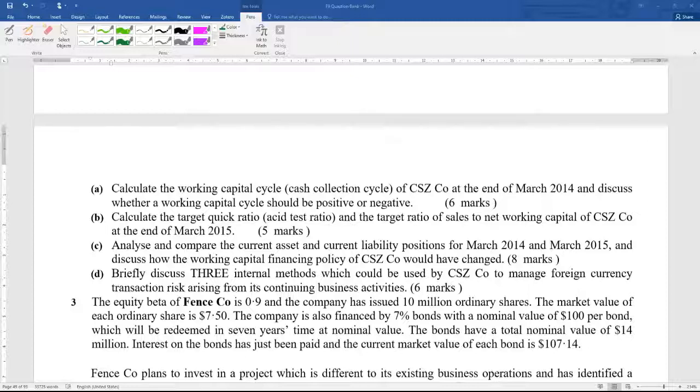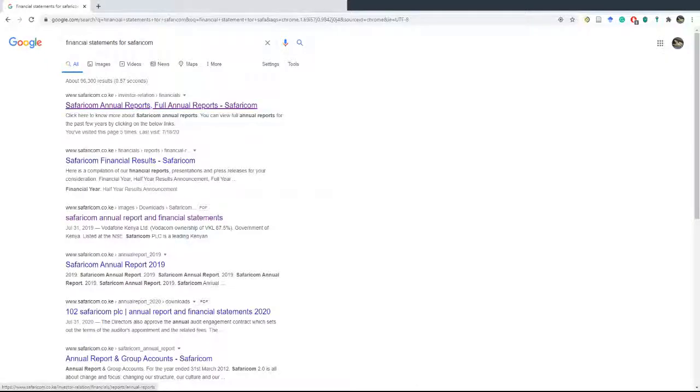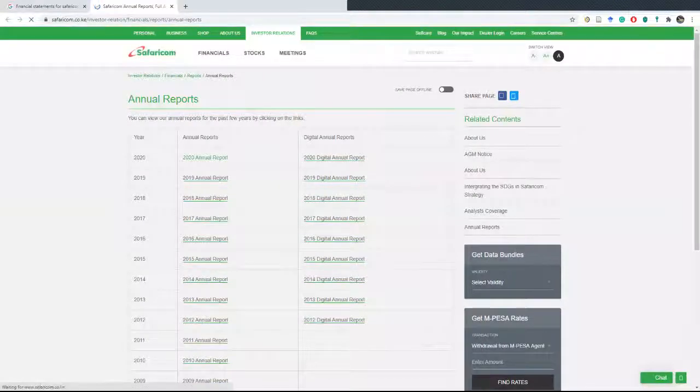I don't know whether we have the accounts for Safaricom; that would have made things easier to explain. Let me see if we can get the accounts for Safaricom for 2020 so that we explain from a point of knowledge. Annual report 2020.